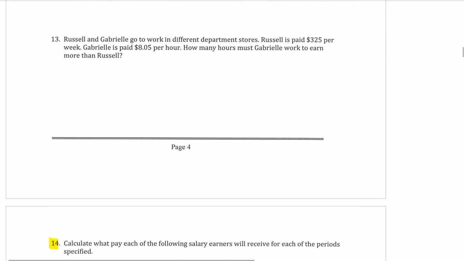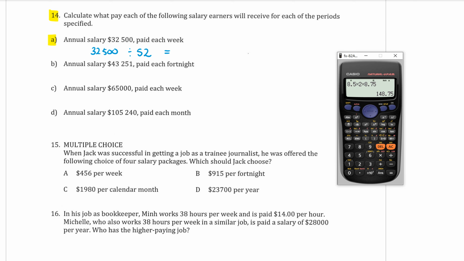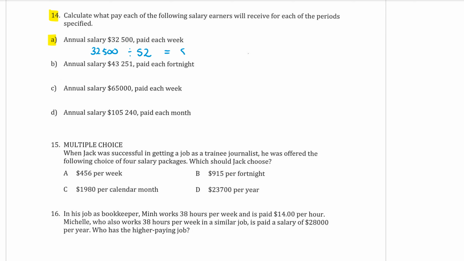Okay, so down to question 14. Calculate what pay each of the following salary earners will receive for each of the periods specified. So an annual salary of $32,500 paid each week. If their annual salary is 32,500, and we want to know how much they're going to get each week, there's 52 weeks in a year, so we divide by 52. So 32,500 divided by 52 is $625 per week.